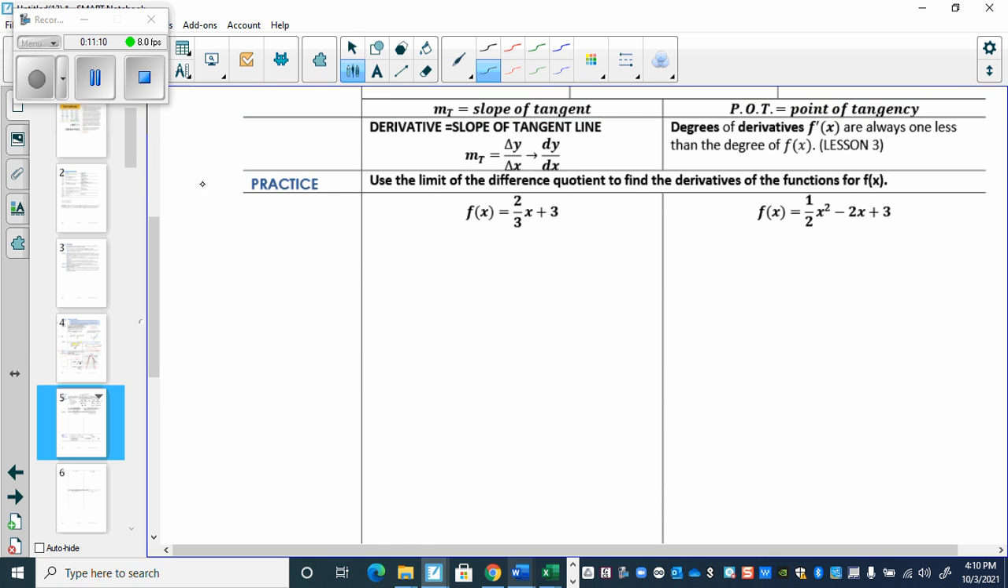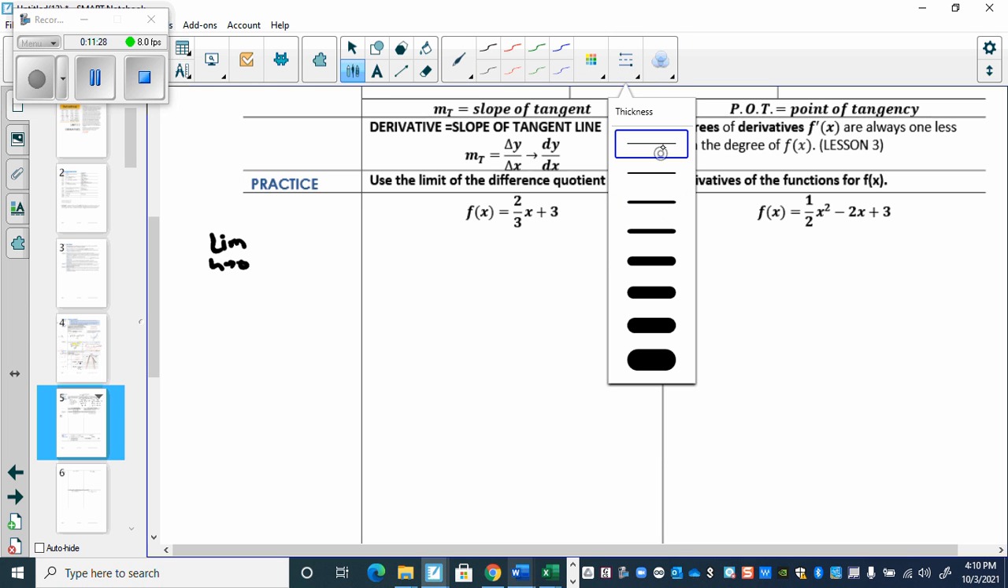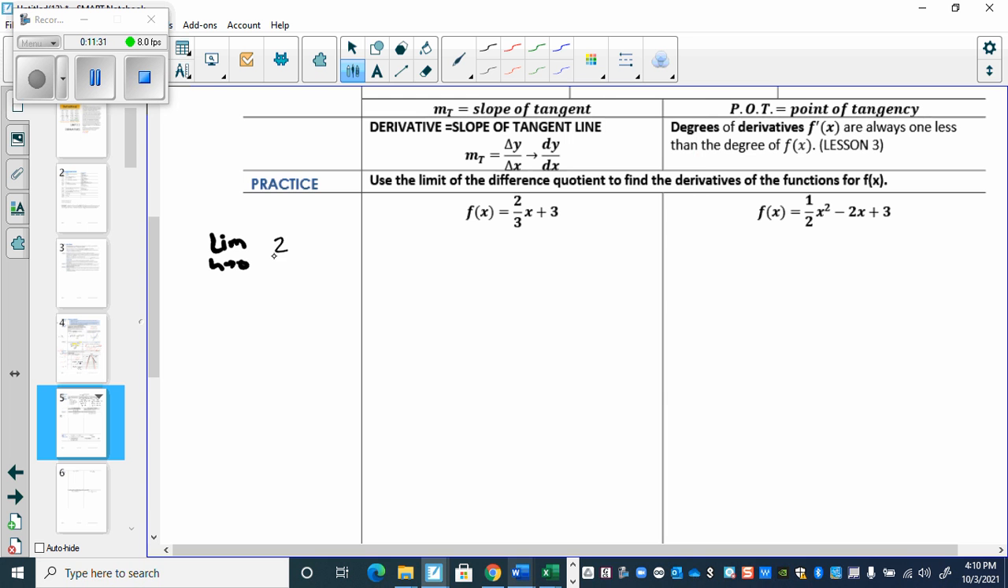So now we're going to practice using the limit of the difference quotient to find the derivatives of the functions of f of x here. So I'm going to find these derivatives, and I'm going to be writing in the margin here. I'm going to start here, the limit as h goes to 0 for this particular function, and I'm just going to divide everything by h already. And here I have x plus h. I have positive 3. And then I subtract the whole function, 2/3 x minus 3. All right.